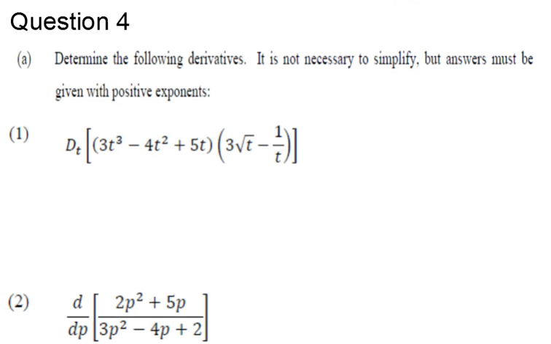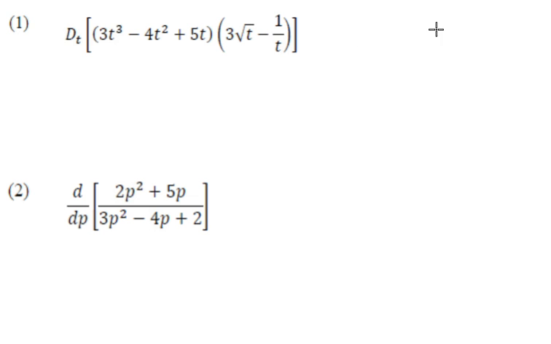Alright, so let's have a look at question 4. Determine the following derivatives. It's not necessary to simplify, but your answers must be given with positive exponents. So let's have a look at the first one. I'm finding the derivative of one function multiplied by another function, which means I'm using product rule. Now, with this question, we did penalize once overall for notation, so you need to be very careful about that.